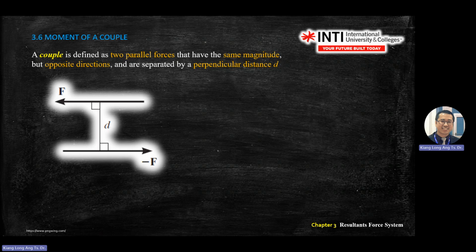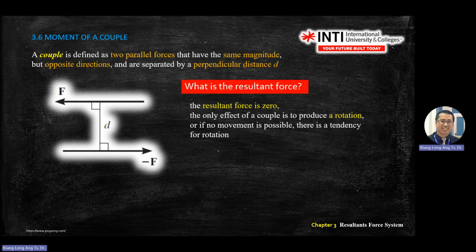Again, in your answer diagram, don't use negative values. Just show the direction. This is just to illustrate that we use negative to show the negative direction. In this case, the resultant force will be 0 because the forces cancel each other. This direction cancels the other. The only effect you'll see is rotation. If you have a couple system, then you can cancel out the force and you only see rotation.